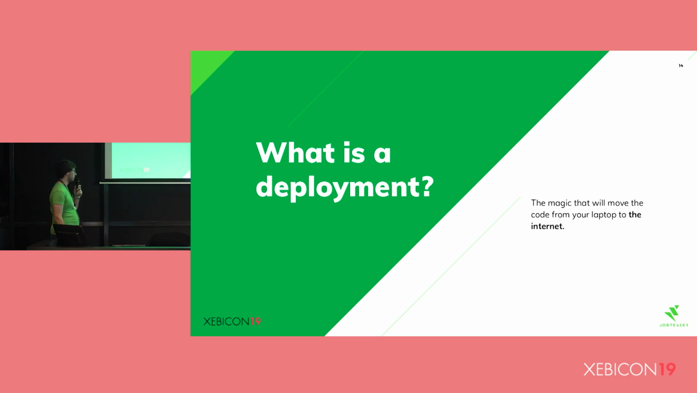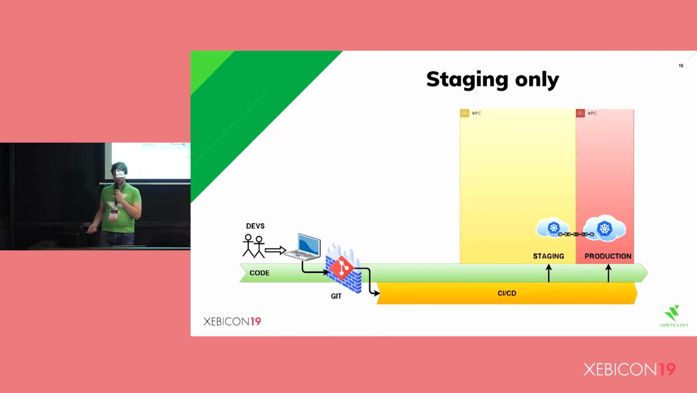So what is a deployment? It's the magic that will move the code from your laptop to the internet, and how can we do that? So about 2 years ago, that was kind of the environment we had at JobTeaser. We had some developers, about 20 or 30, that were building stuff on their laptops. They were pushing to Git. And then there was a CI that was pushing to staging, doing some tests there. And if it was OK, we were promoting to production. For a long period, this promotion was even manual.